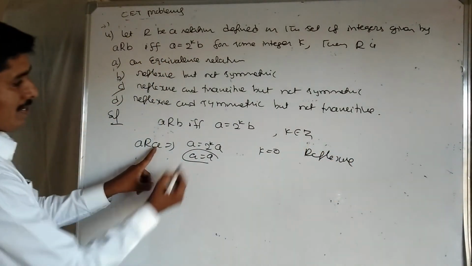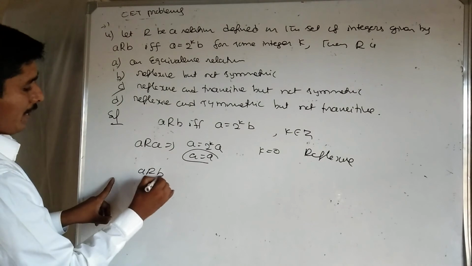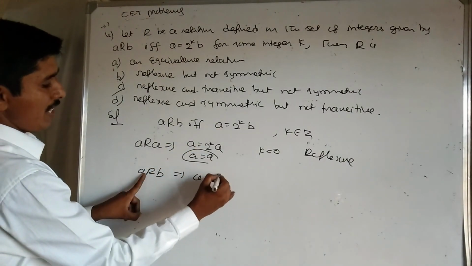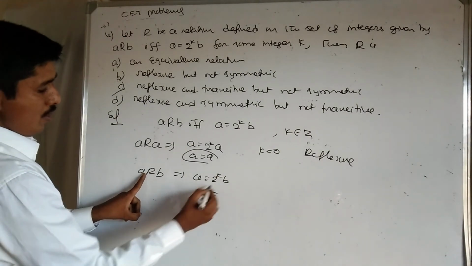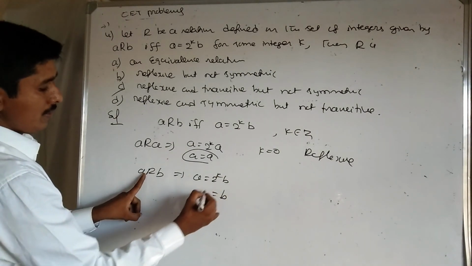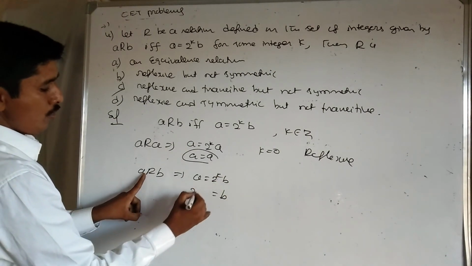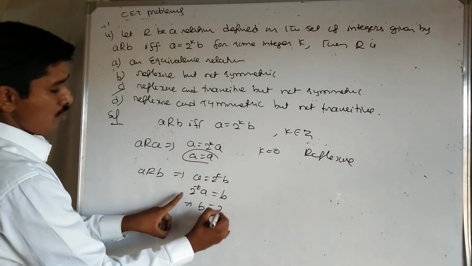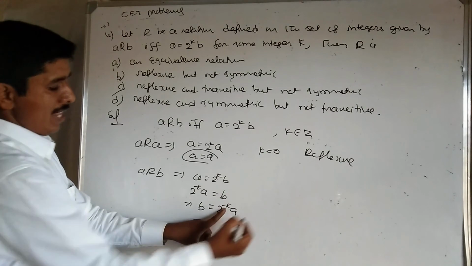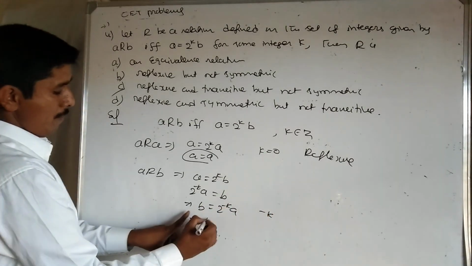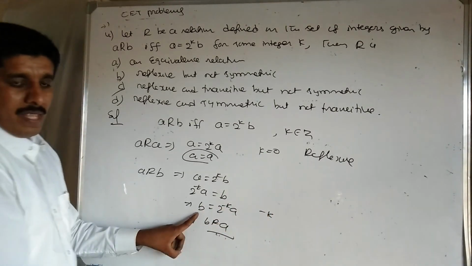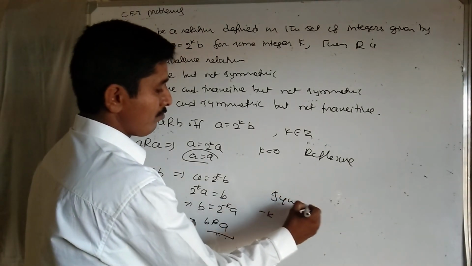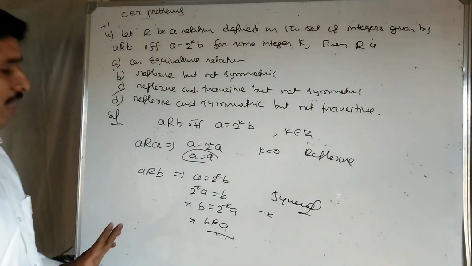Is it symmetric? A related to B means A equals 2 power k into B. So B equals 2 power minus k into A, taking 2 power k to the other side. Here minus k is an integer. Therefore B is related to A. A related to B, then B related to A. Clearly it is symmetric. Correct. Next, is it transitive?